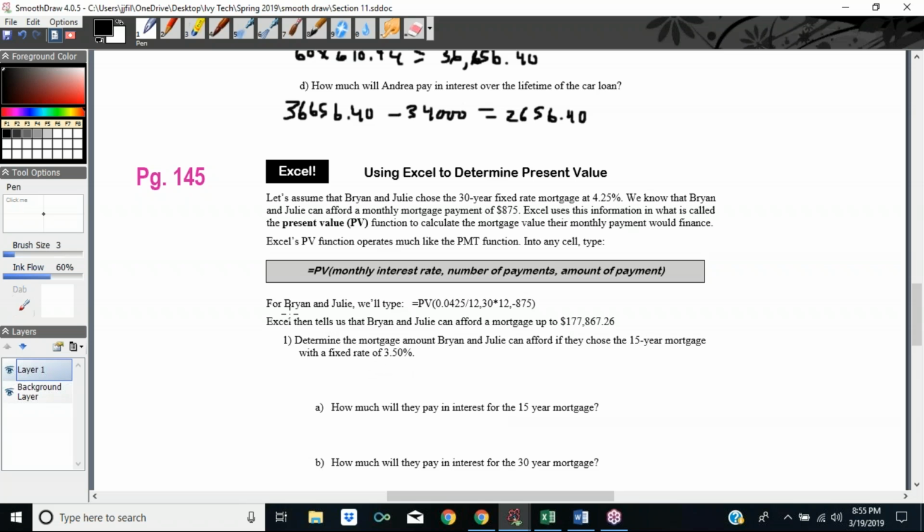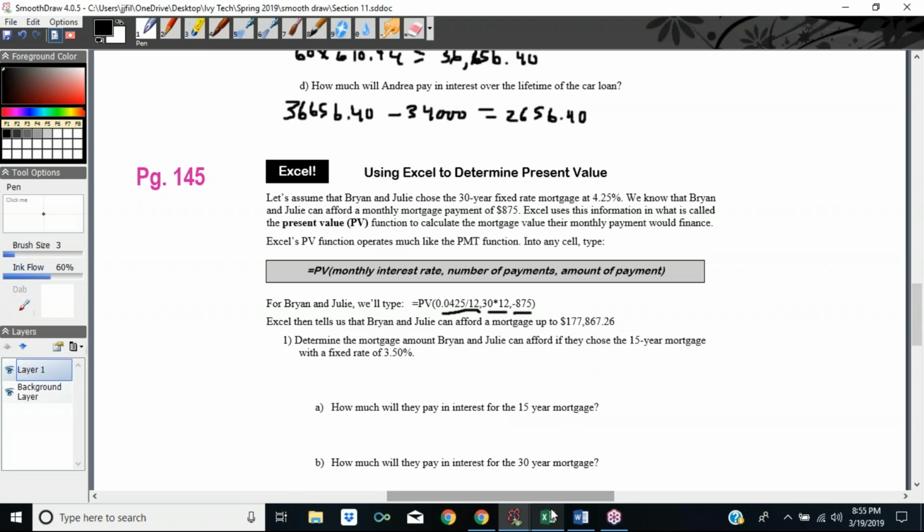So for the PV function, for Brian and Julie, it's the interest rate divided by 12, the number of payments, 30 years times 12 months, and then that negative $875. So their monthly payment is going to be $875. We're going to find out how much house they can afford.